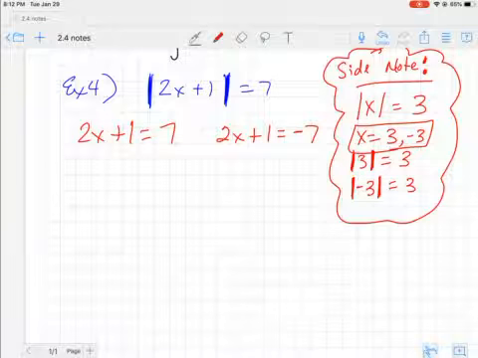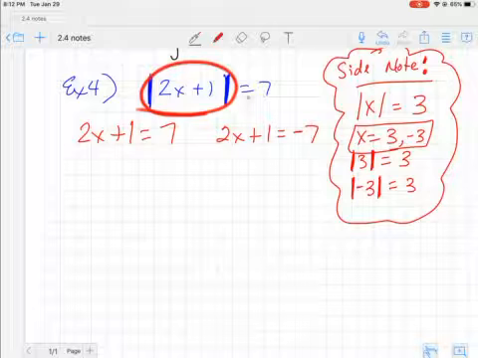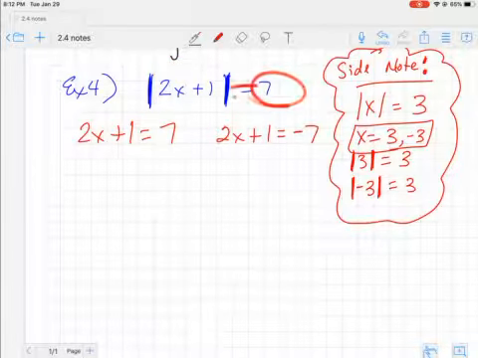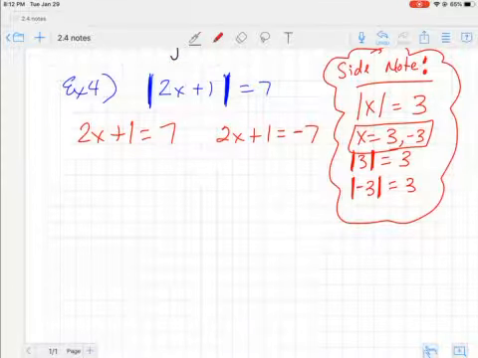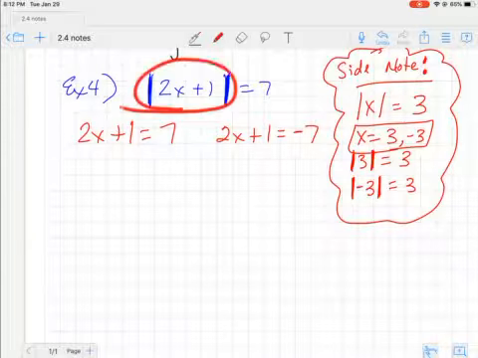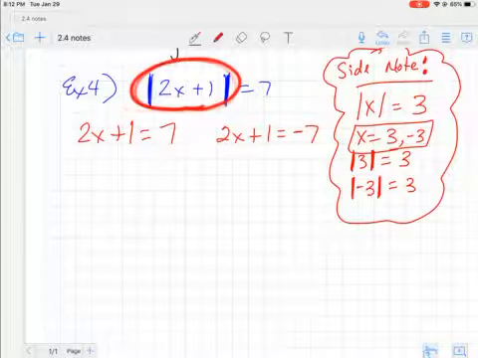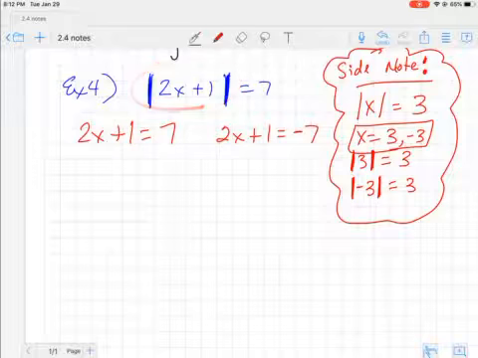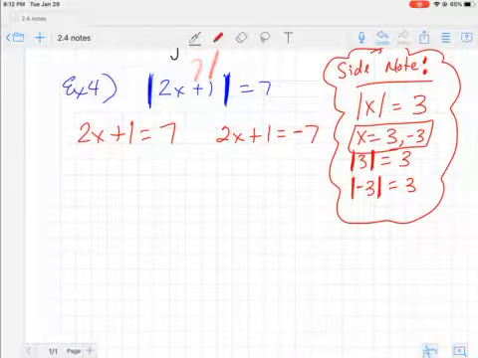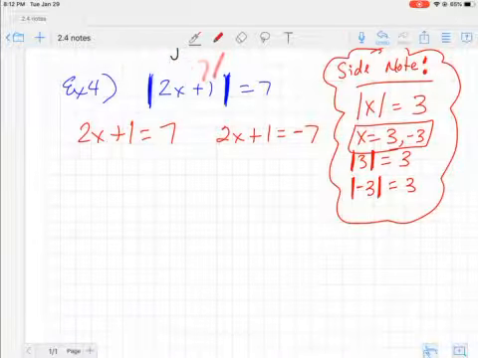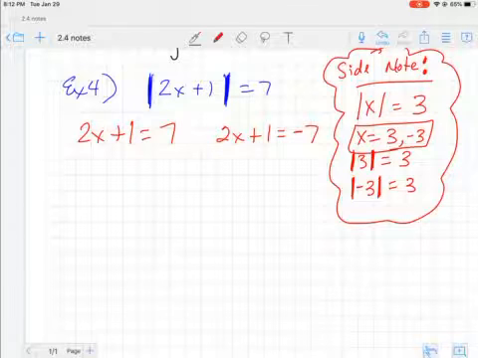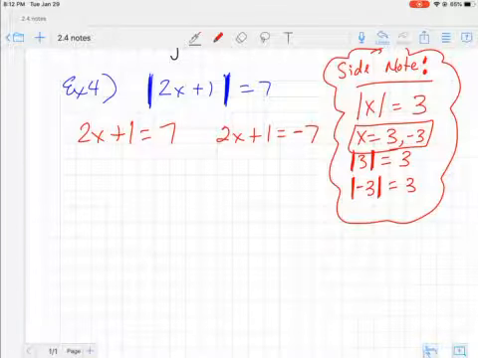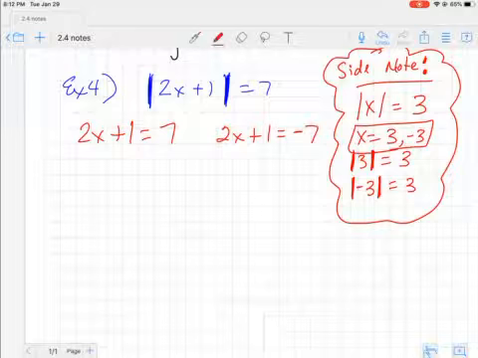I want to know when this side of my equation is going to equal this side. That's what an equation is, when they're the same. So if that's the case, I'm going to figure out when this inside is going to be positive 7. So I have the absolute value of 7, and I have the absolute value of negative 7, right? Okay, so solve it. Now I want to figure out what values of x are going to make that happen.